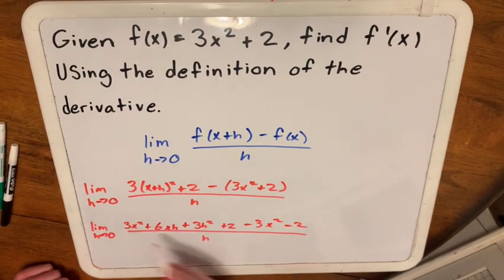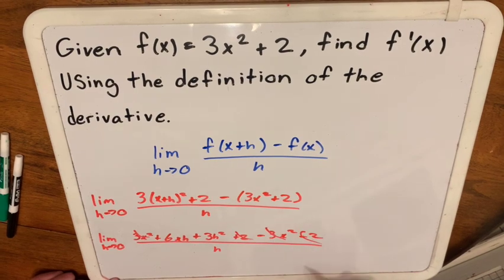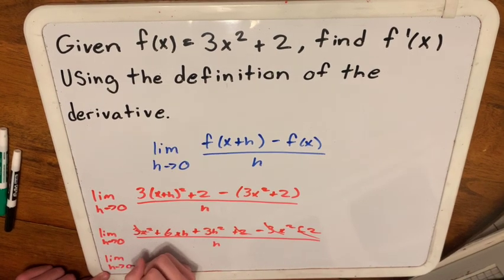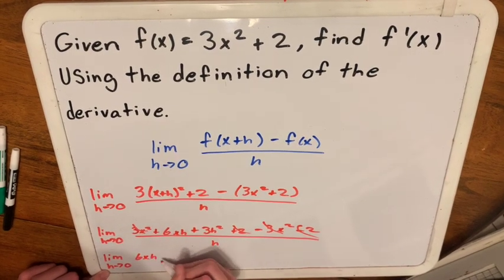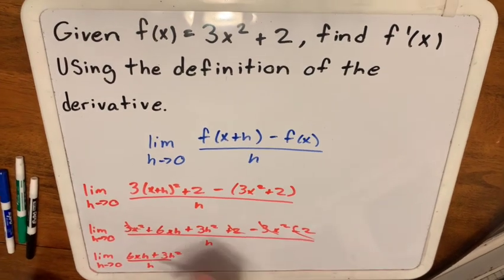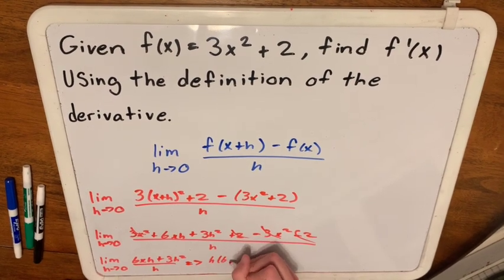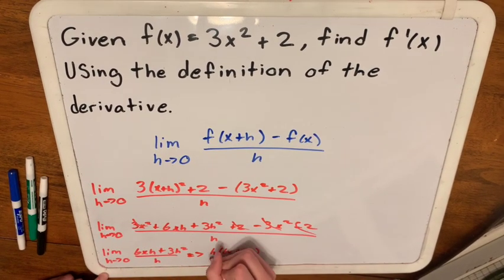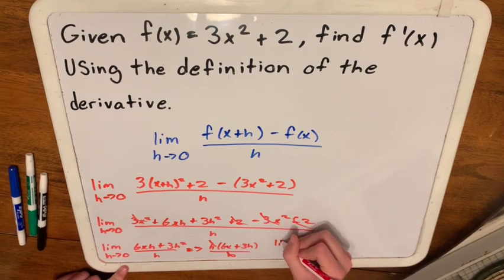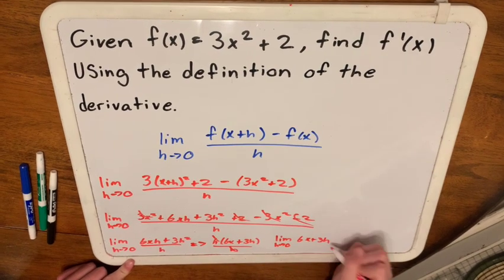As you can see, there are some terms that are going to cancel each other out, namely 3x squared and plus 2 minus 2. What it's going to leave us with is the smaller version of the limit as h approaches 0 of 6xh plus 3h squared over h. What we can do here is take out the h, so this goes to h times (6x plus 3h) all over h. We can cancel out these terms, and then solve the limit as h approaches 0 of 6x plus 3h.